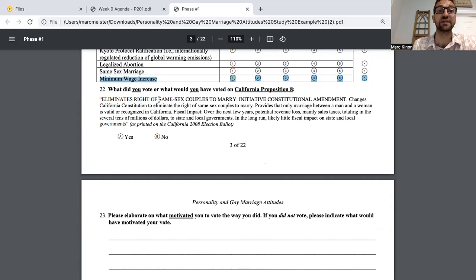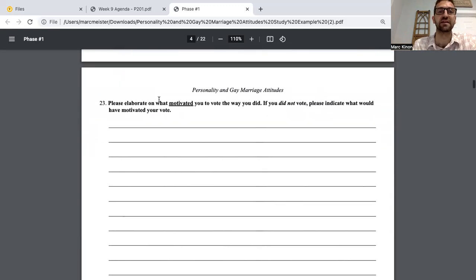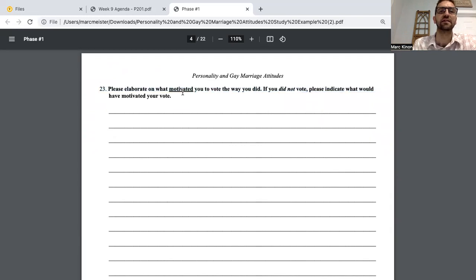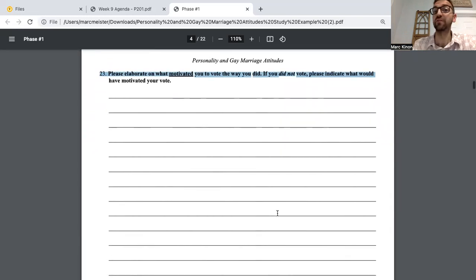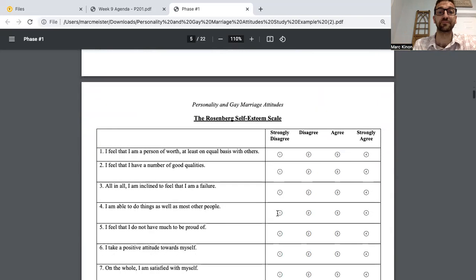Participants were then asked to indicate what they voted on California Proposition 8, or would have voted on California Proposition 8. Then they were asked to explain or elaborate on what motivated them to vote the way they did.